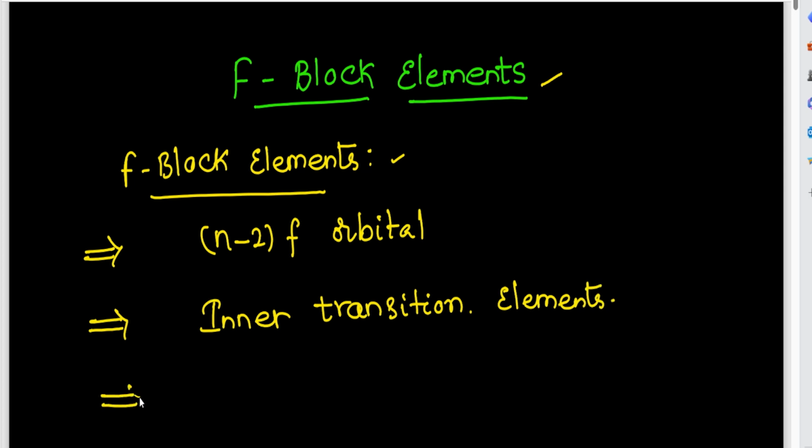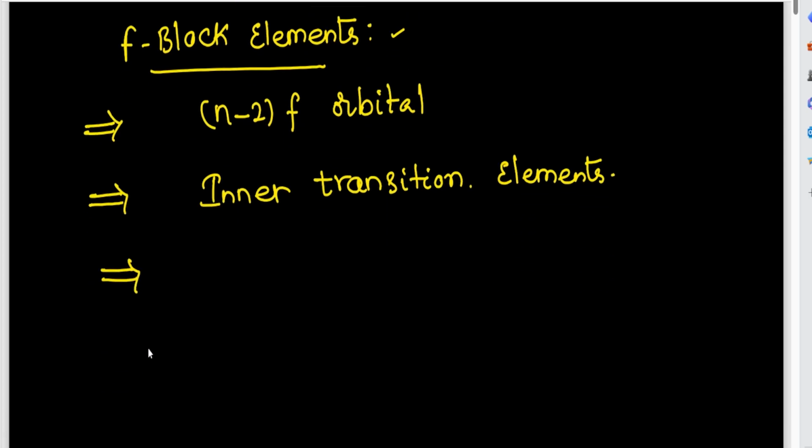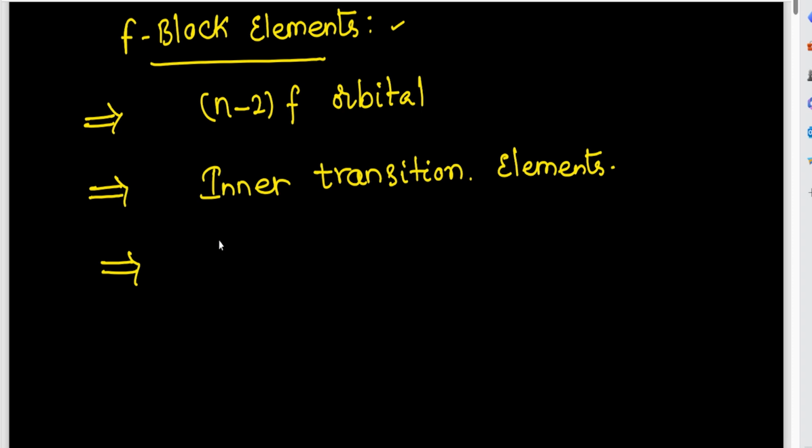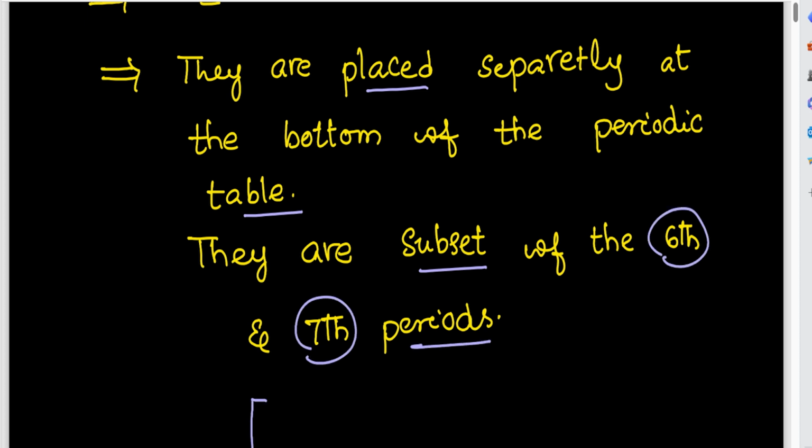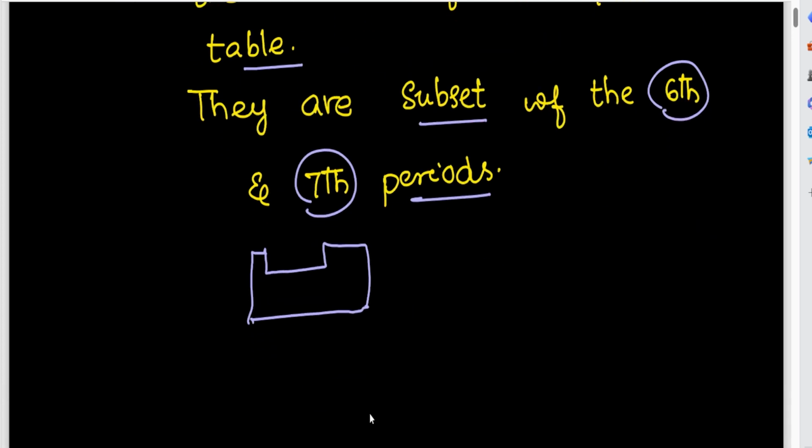And where are the F block elements placed? These F block elements are placed separately at the bottom of the periodic table and are also a subset of the 6th and 7th periods, right? Which means in the periodic table they are separated, placed at the bottom of the periodic table like this.